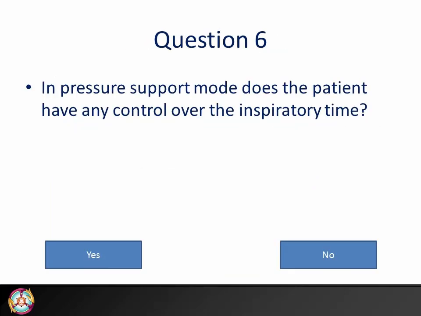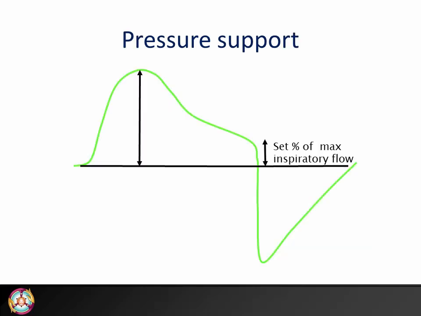In pressure support mode, does the patient have any control over the inspiratory time? In this mode, the ventilator switches from inspiration to expiration when the inspiratory flow decreases to a set percentage of the maximum inspiratory flow. This percentage is set using the inspiratory cycle off control. If the patient stops making an inspiratory effort, the flow will drop more rapidly, and in this way, the patient has control over the inspiratory time.